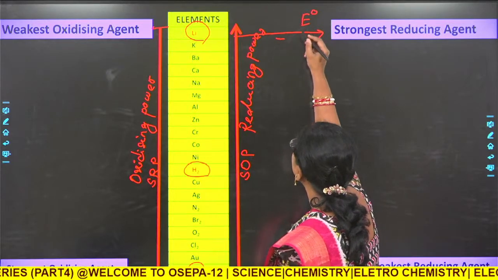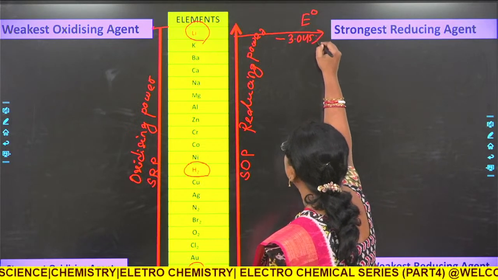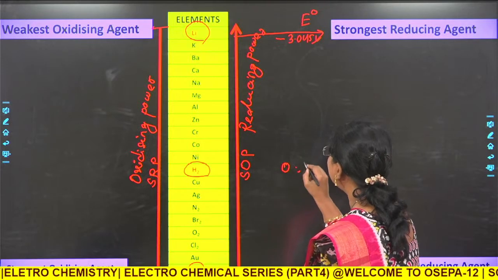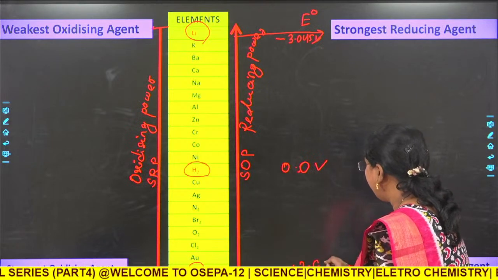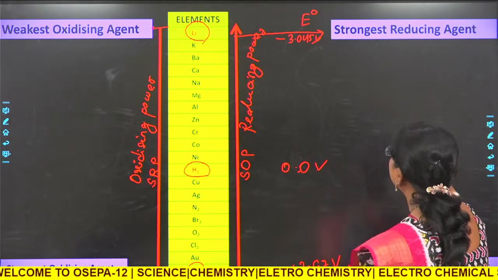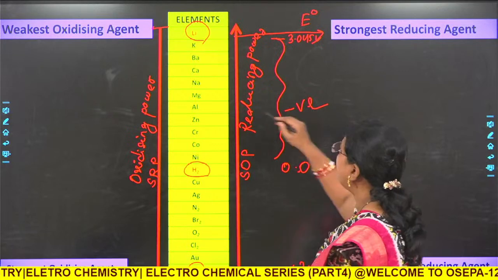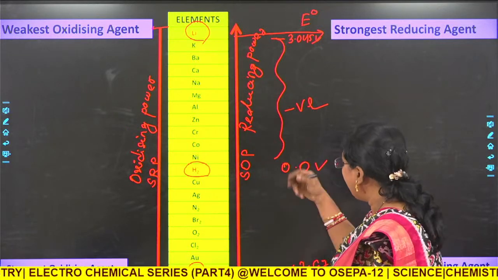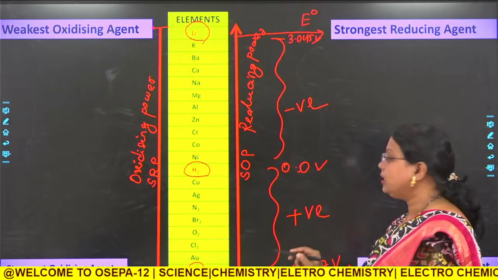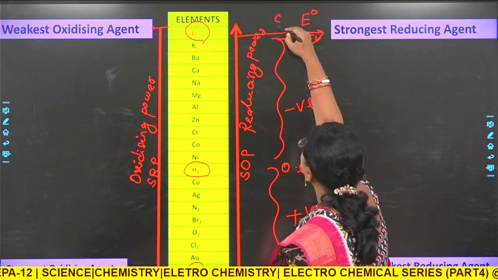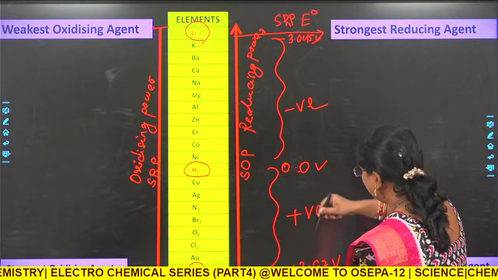It is minimum, what is that? Minus 3.045 volt, and for hydrogen it is 0.0 volt. For fluorine it is plus 2.87 volt, and above hydrogen the values are negative. These elements have negative values, and below the hydrogen these values are found to be positive. I am considering the standard reduction potential value, which increases in this order.